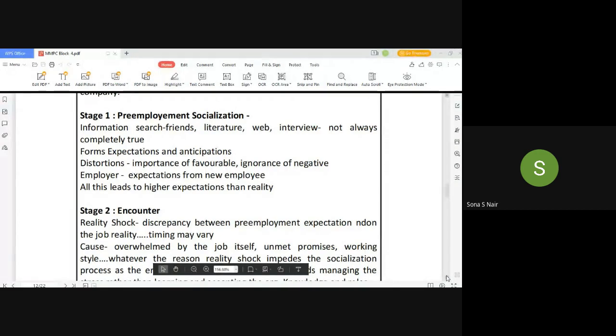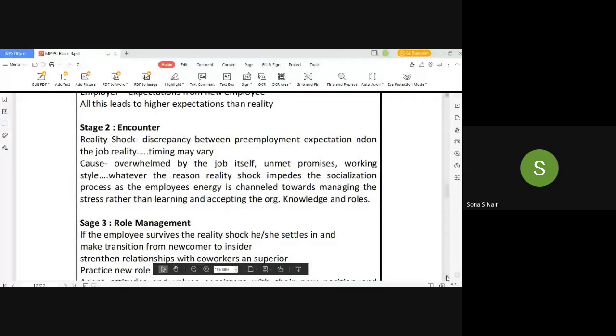The second stage of socialization is encounter. When this employee goes to the organization for the first day, he may get a reality shock if his expectations and his judgment about the organization were not correct. He will definitely find a discrepancy between the pre-employment expectation that he had and the job reality. That reality shock can occur either in one day or it can take months to occur.